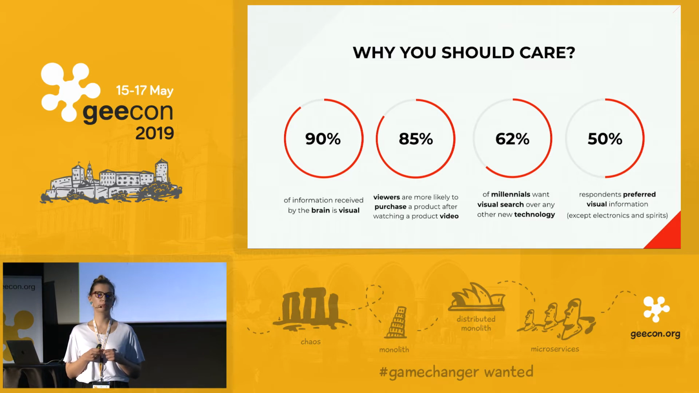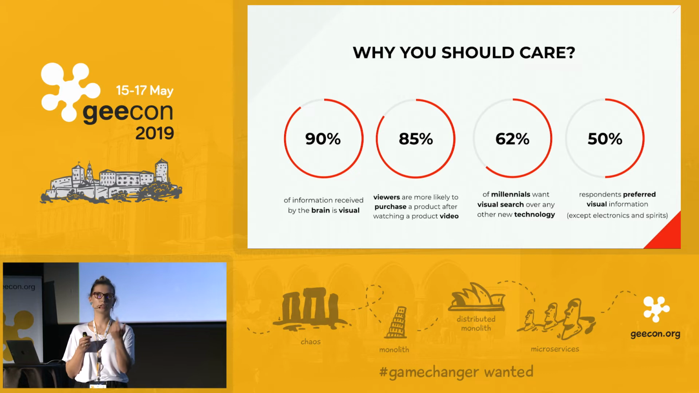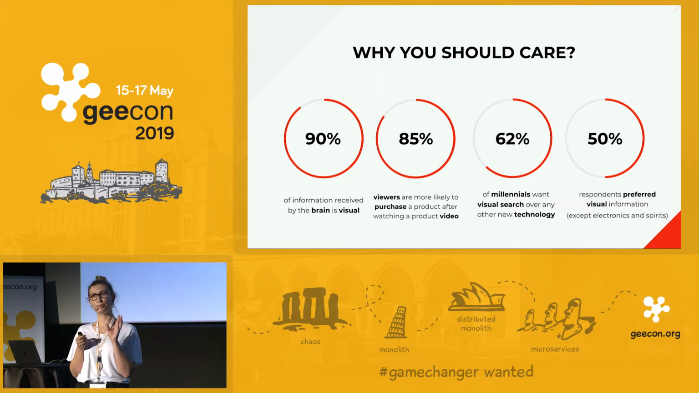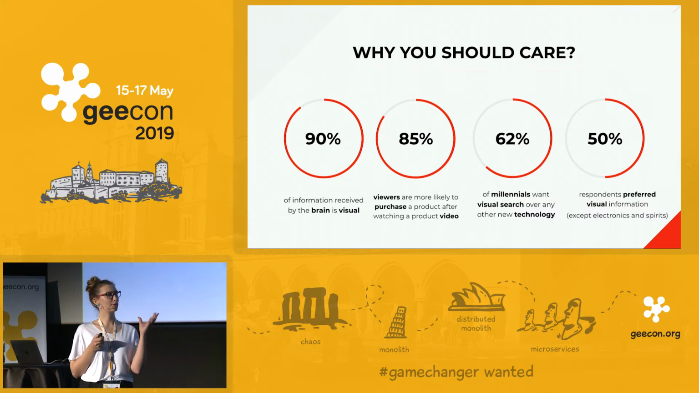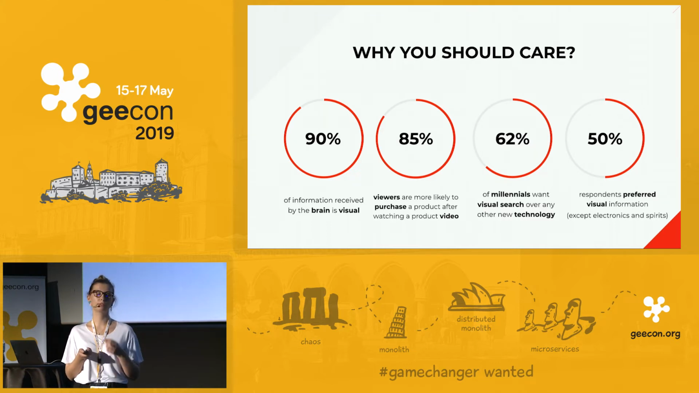And 50% of respondents said that they prefer visual information over text. It's not that they have both on the same page. They need only images. So for fashion or furniture, etc. It doesn't apply for electronics though, and spirits. If you think about electronics and spirits, I see some strong IT influence here. Don't you think so? So it's really important to be part of this change.